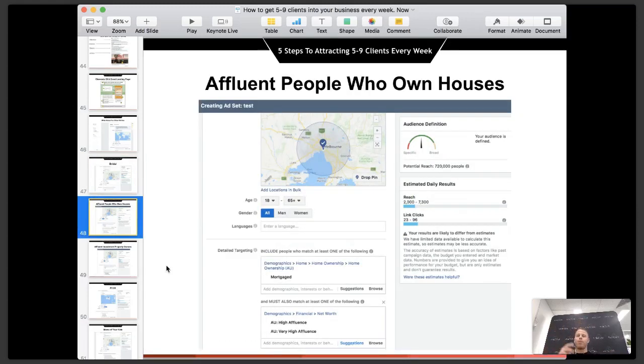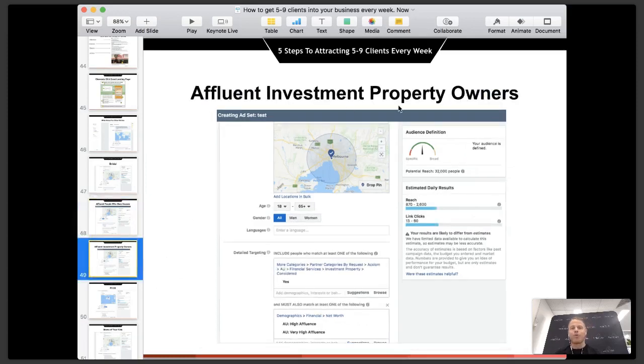What about affluent people who own houses? You know, for the person who was doing wealth creation before, I think it was Paul, maybe it was Aaron. Looking at this, people who currently have a mortgaged house, who are currently highly affluent. There are 720,000 people like that right now in Melbourne. What about affluent investment property owners? They're currently affluent. They're looking for investments and they own a house. Well, there's 32,000 people right now. So all your marketing should be around that.